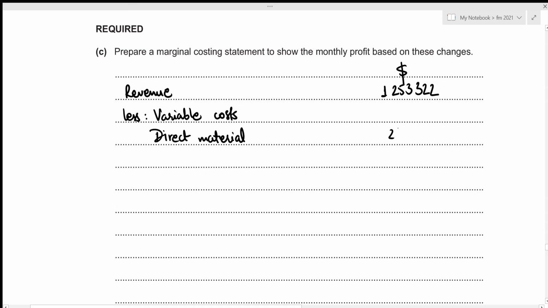That's 284,200. And since this is a variable cost, we need to subtract it, right? So I'm just going to record this in a bracket.